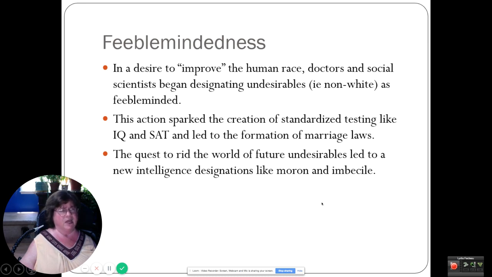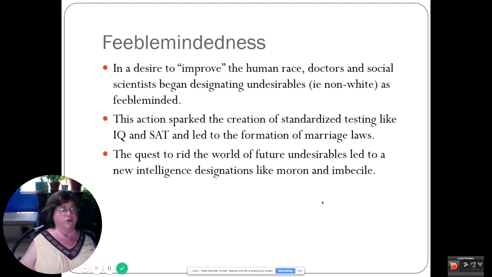So in this desire to improve the human race, doctors and social scientists began designating undesirables. By the way, these were often non-white as well as feeble-minded. Now I say often, not always. There were plenty of feeble-minded that were white as well, but many more proportionally were non-white.